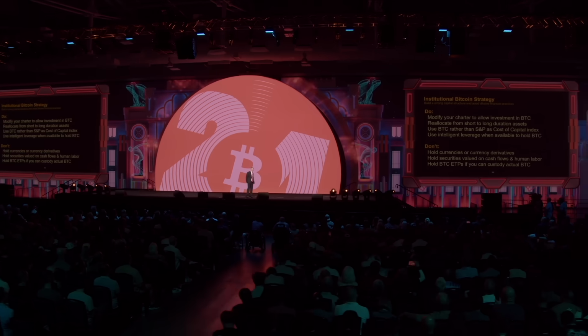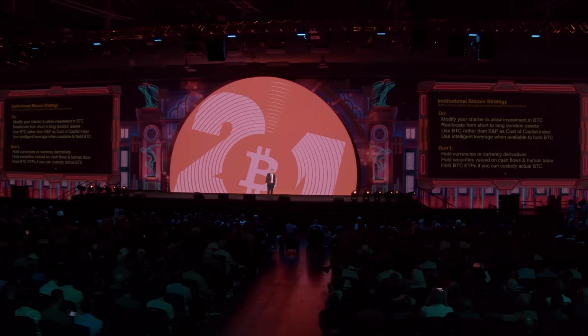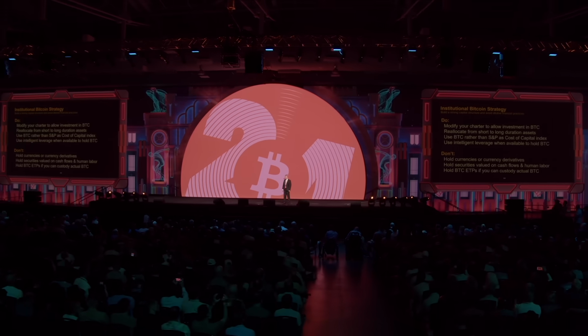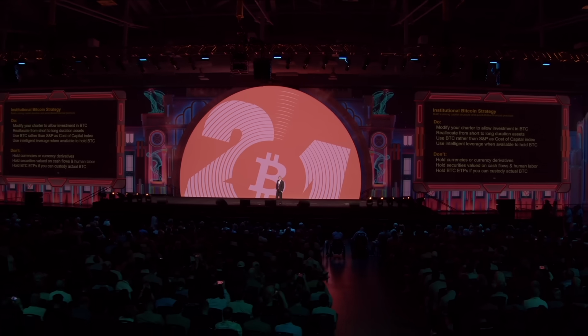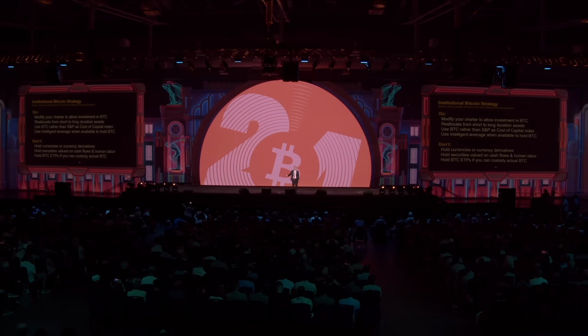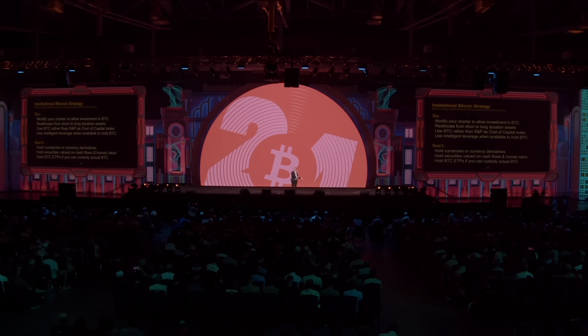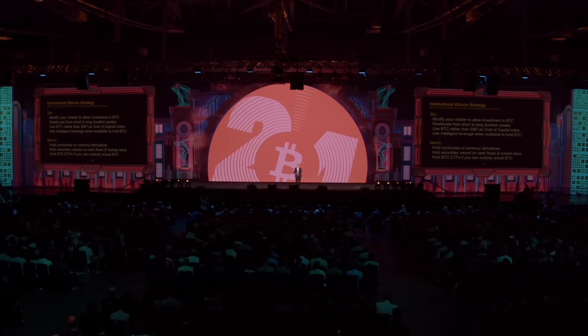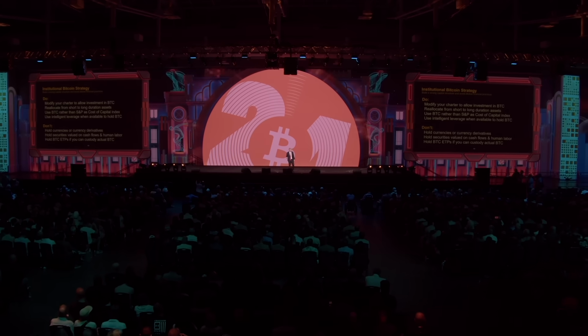Let's talk about an institution. You've got a church, a charity, an endowment of Harvard, any nonprofit. What should you do? Modify your charter to invest in BTC. Reallocate from short-term duration assets to long-duration assets. You wouldn't invest in ice cream cones.